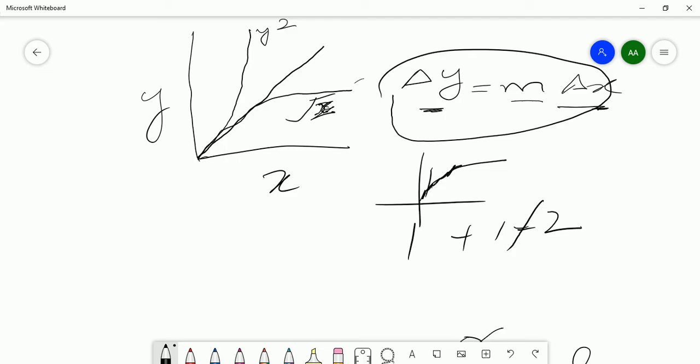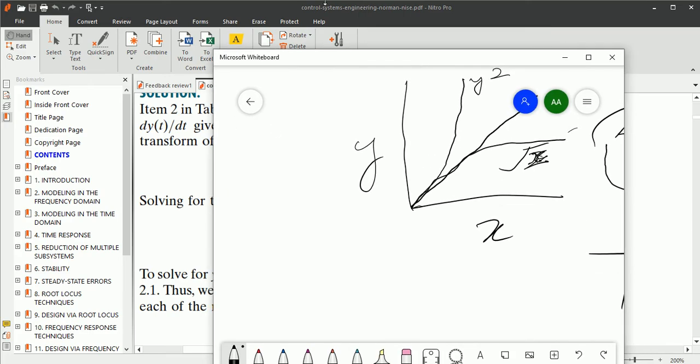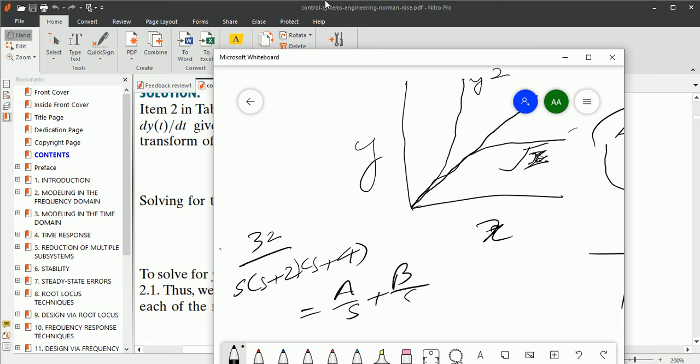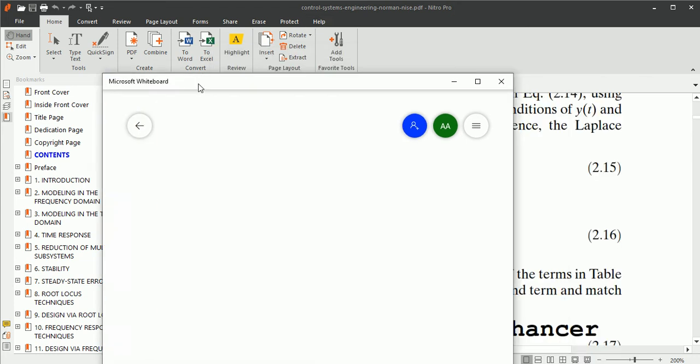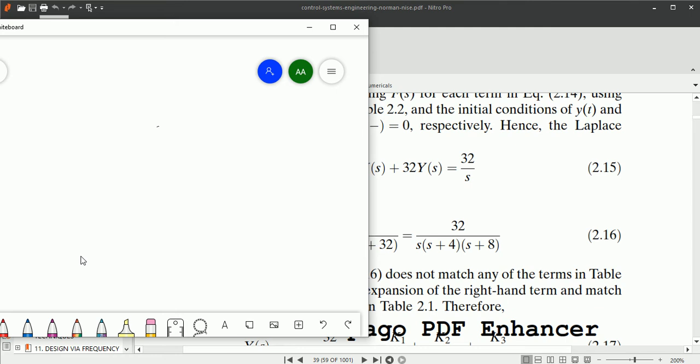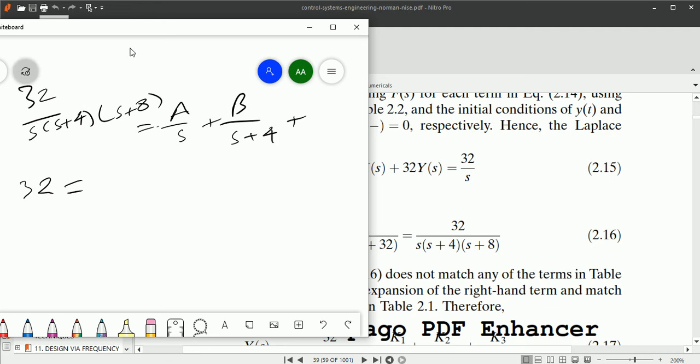Now you have to split these roots, you have to apply partial fractions. So 32 over s into s plus 4 into s plus 8 equals a over s plus b over s plus 4 plus c over s plus 8. Now cross multiply it.